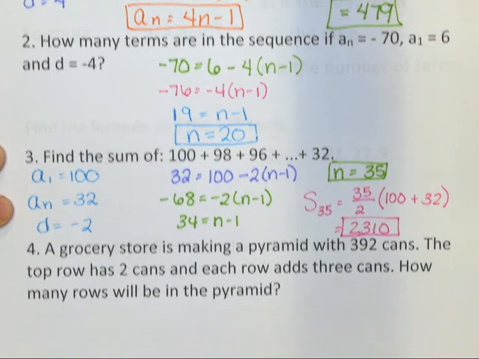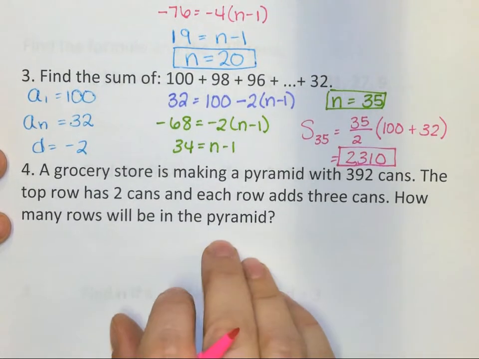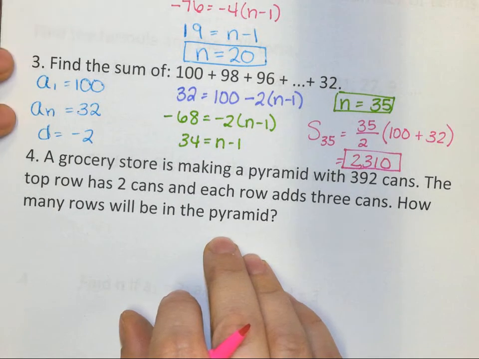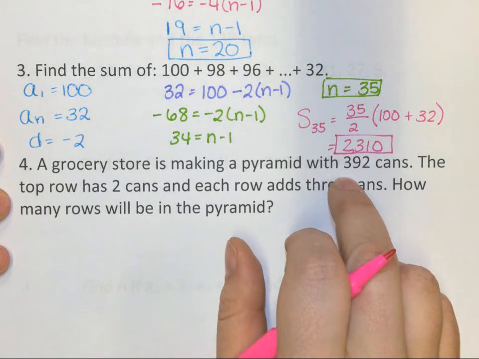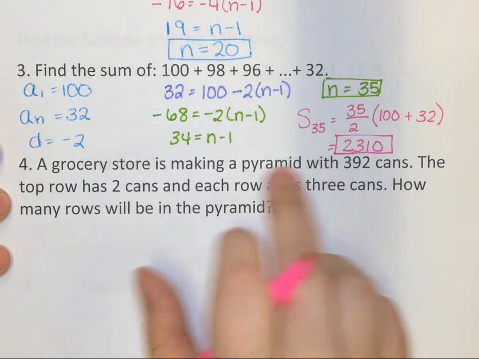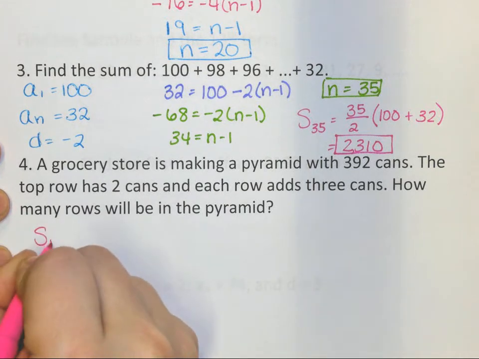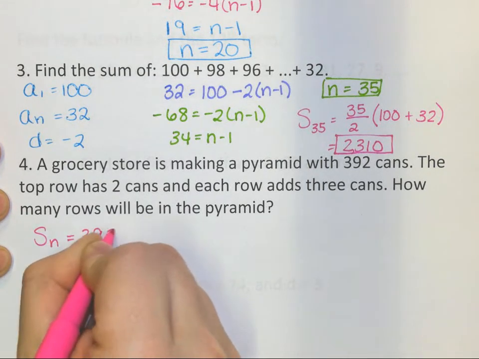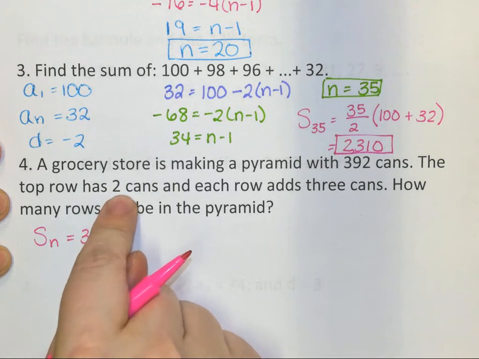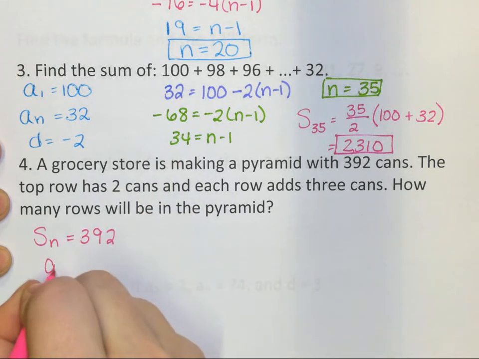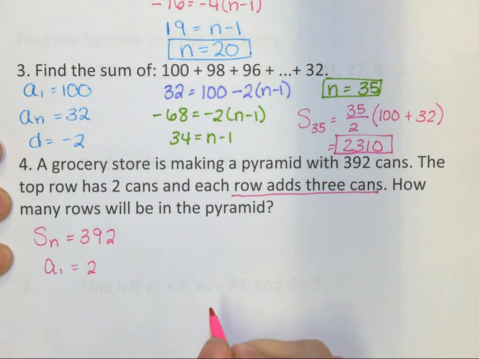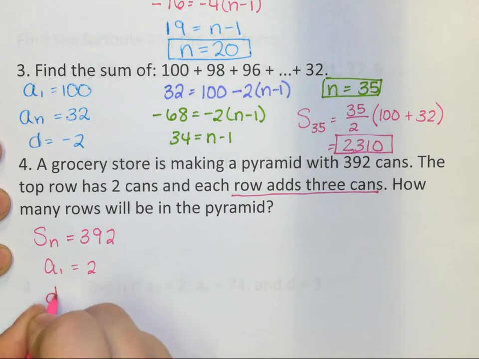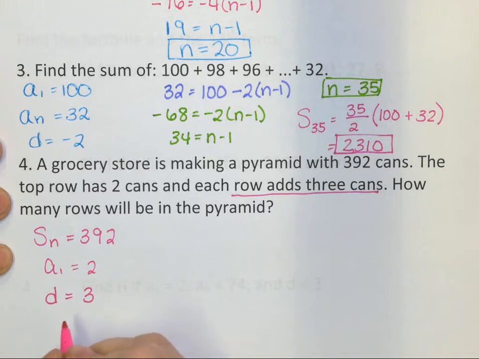It's really just being able to use your formulas. Now, for the last one, it's a word problem, which you can expect a lot of these guys. 392 is what? Sum. That's your sum. That's how many cans you have. That is your total sum. What is 2? That's your first term. And then a number that's written out in words, what is 3? Your common difference. And what are we looking for?